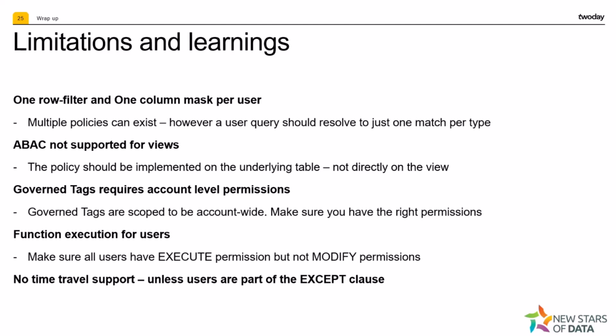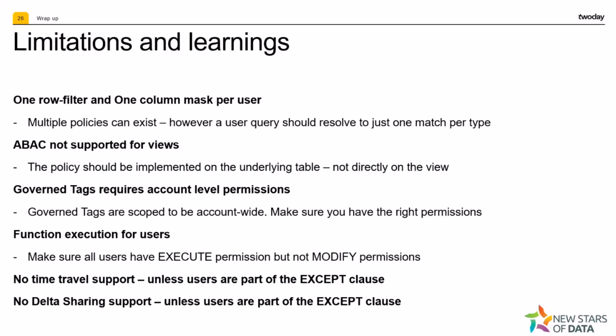Then there's no support for time travel on policy-based data, so that's worth noting. And then the same for delta sharing. So while it applies to a lot of sharing functionalities such as Power BI, the delta sharing functionality does not allow you to pre-filter the data using ABAC on the way out, I guess you can call it that.